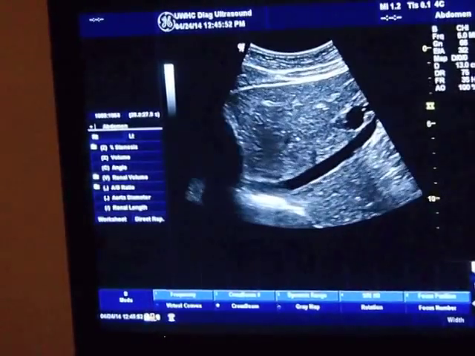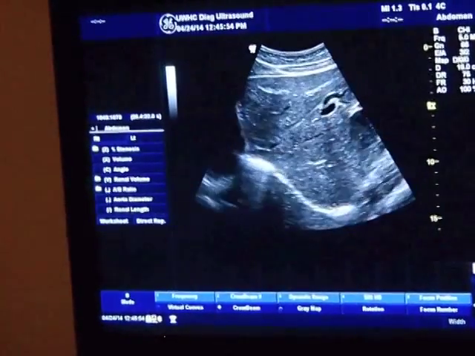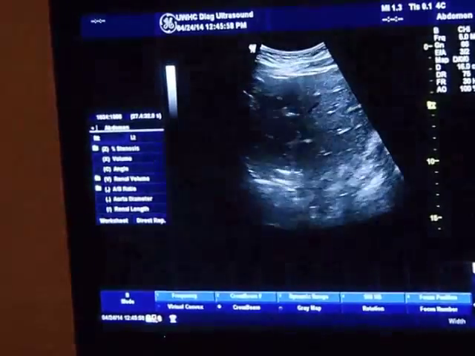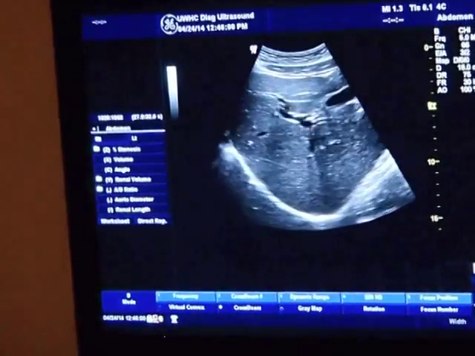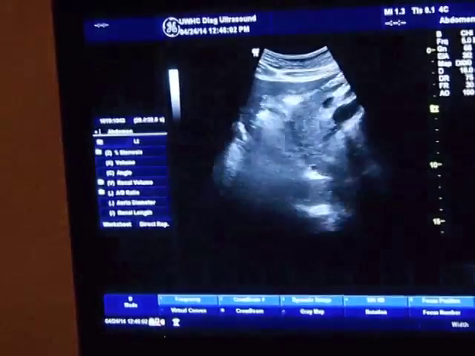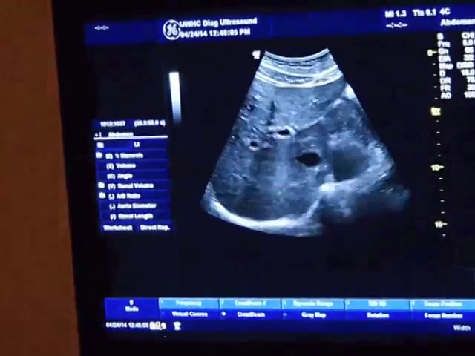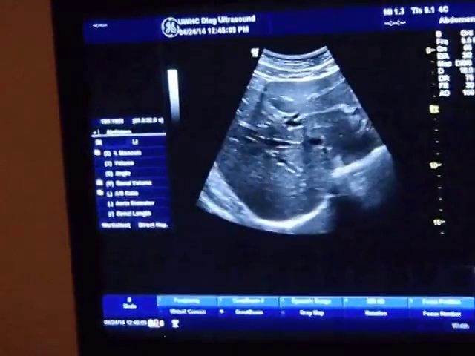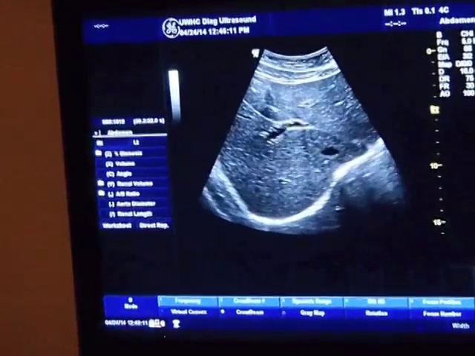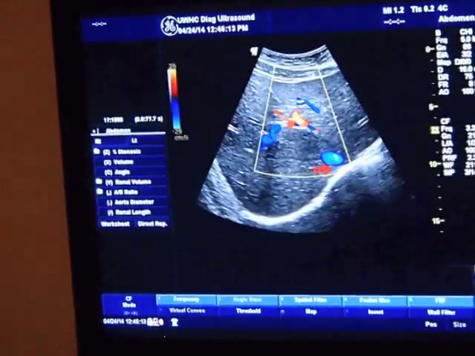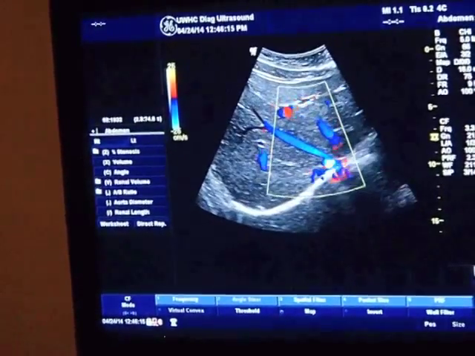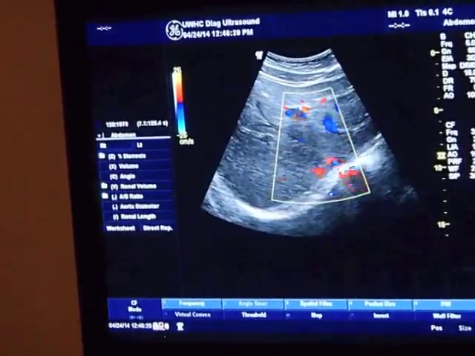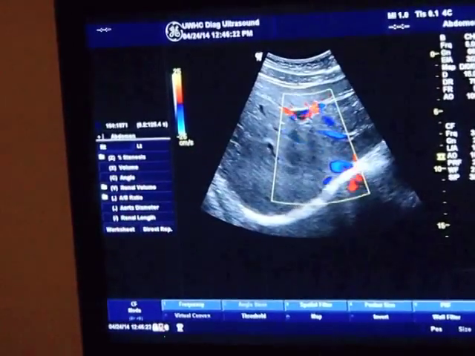The liver is a really large organ, so you have to make sure you scan all the way through. This is still the liver right here, looking for any abnormalities or any lesions or masses that you see. Still the liver there. Also, you can look at the blood vessels, so what's bringing the blood into the liver and out of the liver, and that shows up as color here.